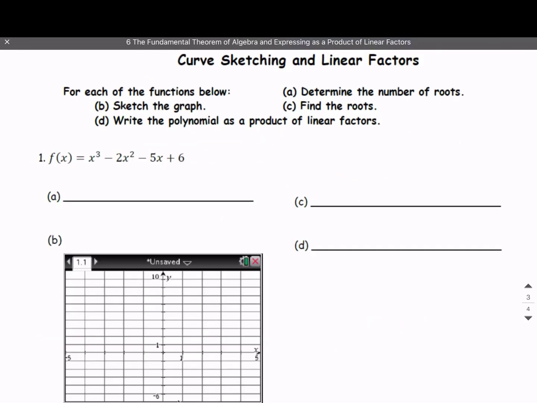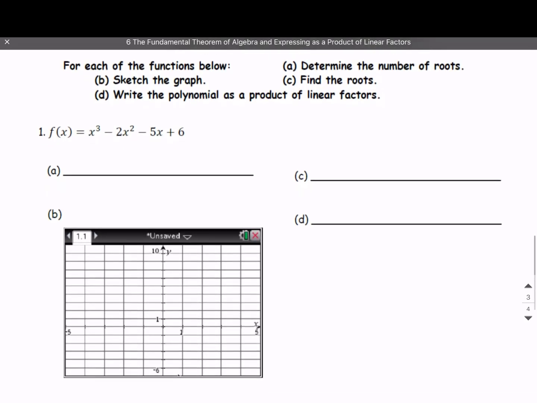Okay, so now we're going to look at two different problems. The first one is f of x is x cubed minus 2x squared minus 5x plus 6. And for each of these, we're going to determine the number of roots, we're going to sketch the graph, we're going to find the roots, and then we're going to write the polynomial as a product of linear factors.